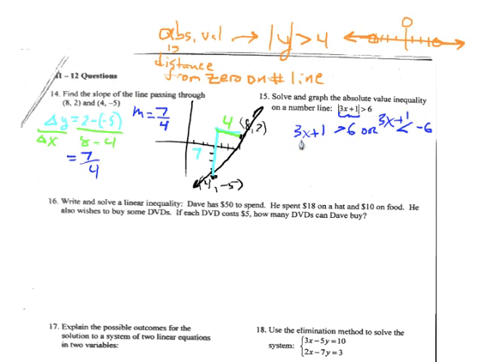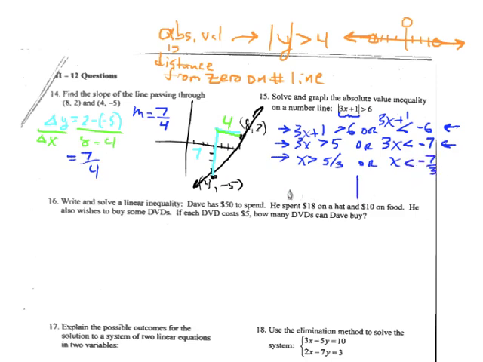So what are these two possibilities? Here we have subtract 1 from both sides, 3x is greater than 5, or, right, 3x plus 1 is less than negative 6, which is the same as 3x is less than negative 7. We're just getting to solving for x in each case. So this guy right here becomes x is greater than 5/3. That's just dividing both sides by 3. And here we have x is less than negative 7/3.